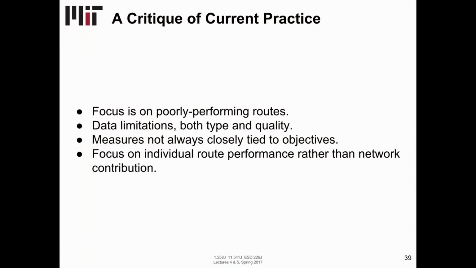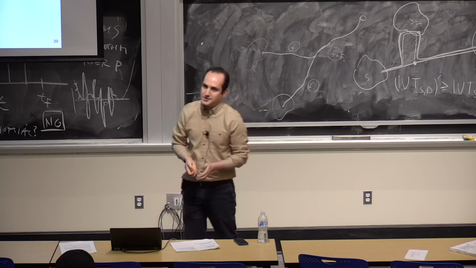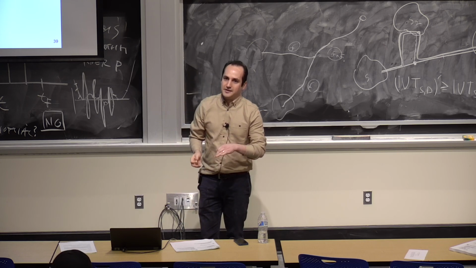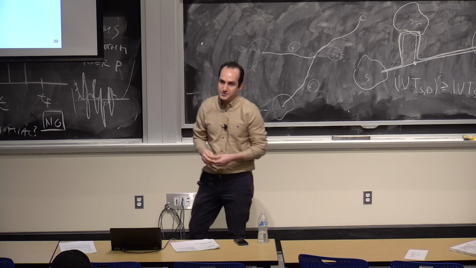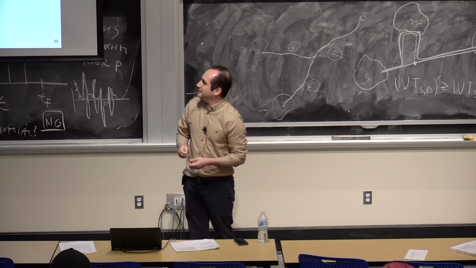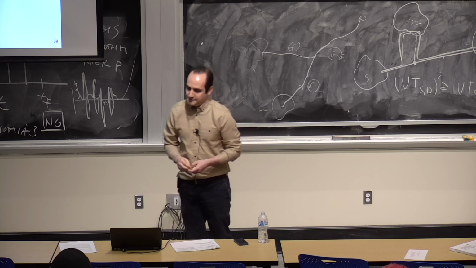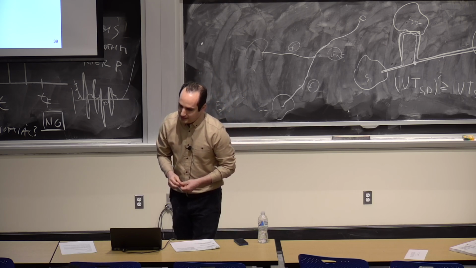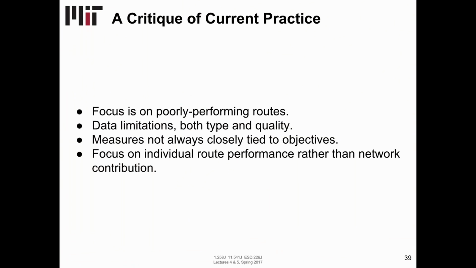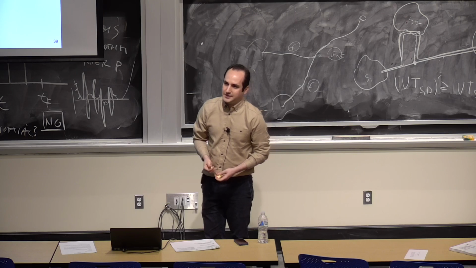Again, measures not always closely tied to objectives. That's relevant to what Abhishek mentioned in terms of some of these measures are basically just constraints and lower bounds, and they're not necessarily tied to the objective, which is improvement of mobility and increase of ridership. And then focus on individual routes may not be ideal because it ignores the network level functionality of routes.